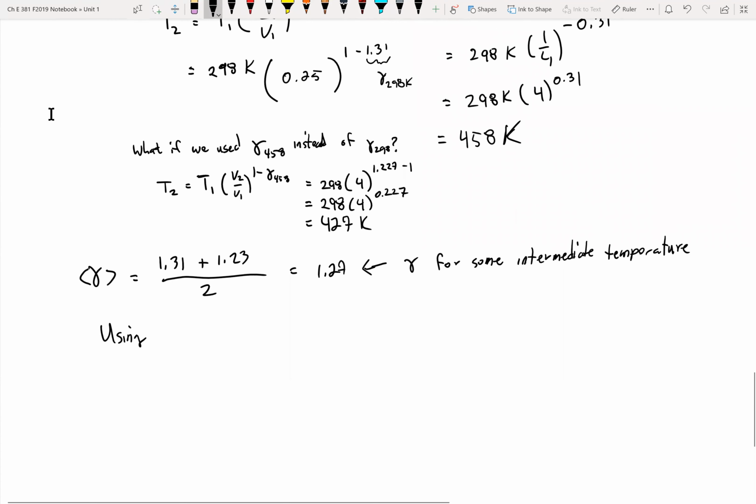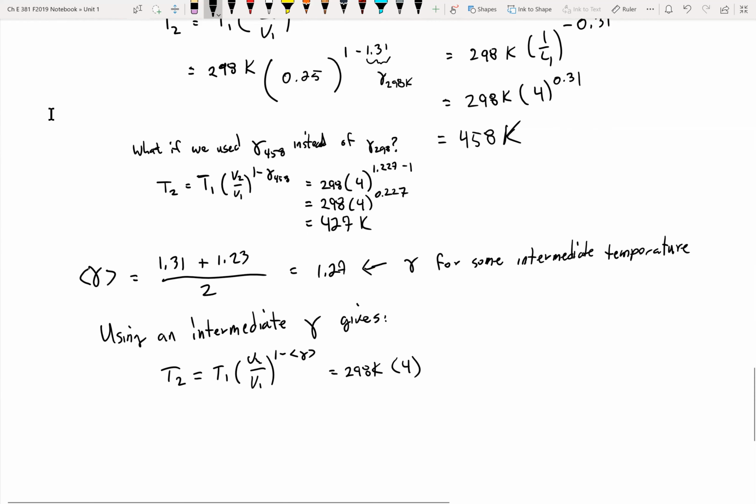Okay, so using an intermediate gamma is going to give us T2 equals T1 times V2 over V1 to the 1 minus our average gamma, which will be 298 K times 4 to the 0.27, and that is going to come out to be 433 Kelvin.